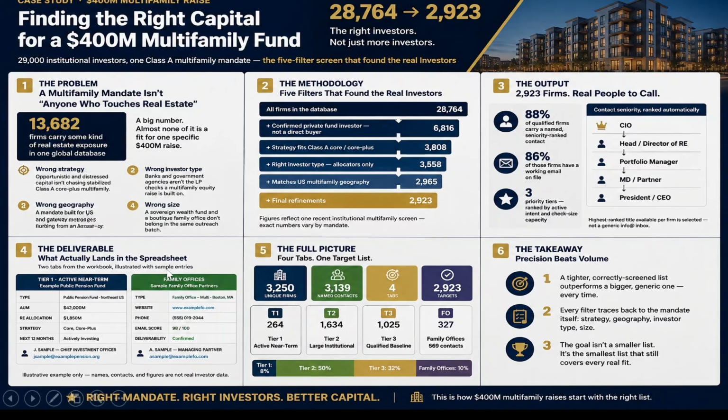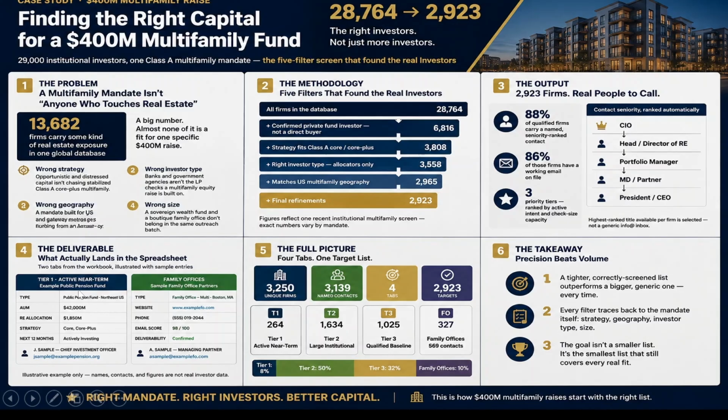Now let's take a look at the deliverable, so what actually lands on the spreadsheet. Again, I'm going to show that a little bit later. So we're looking at the tier 1 active near term down here on the left hand corner. Type: private pension fixed, Northeast US, assets under management, this is just a sample, 42 million. Real estate allocation strategy.